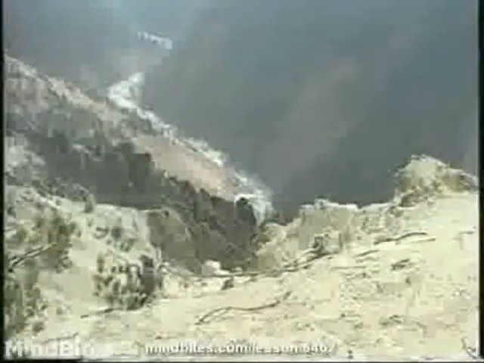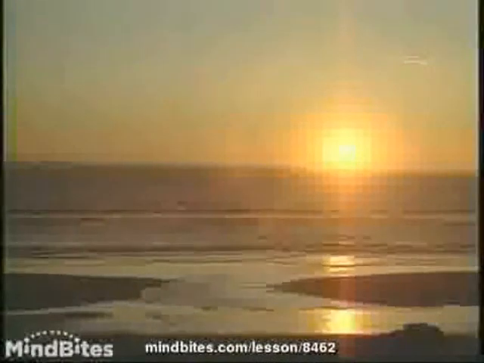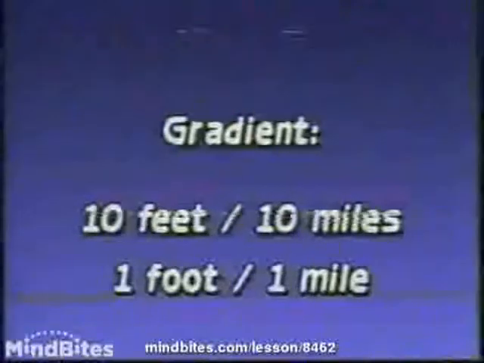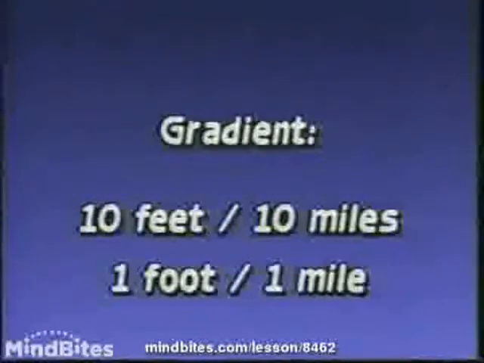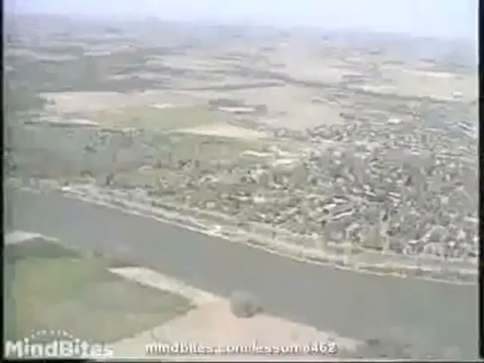Let's take, for example, a river which is 10 miles long. The difference in elevation from the highest point, its origin, to the lowest level, or sea level, is 10 feet. Therefore, the gradient of the river is 10 feet in 10 miles, or 1 foot per mile.